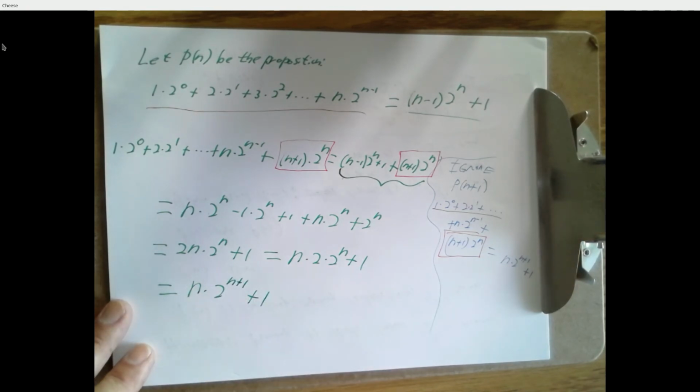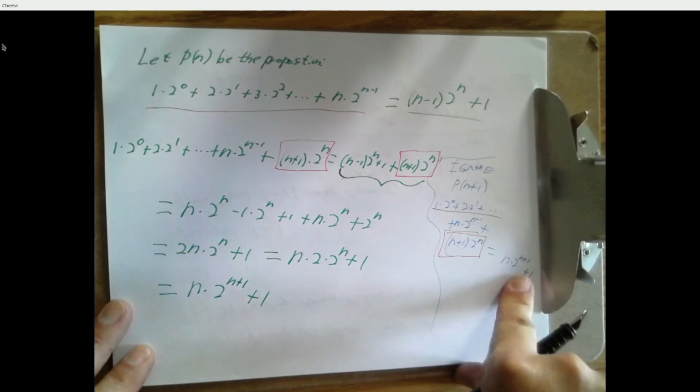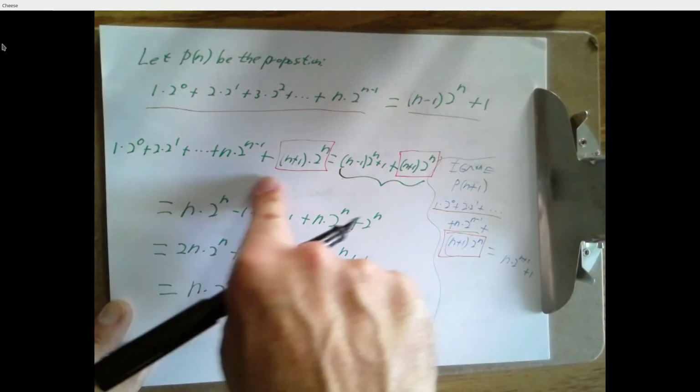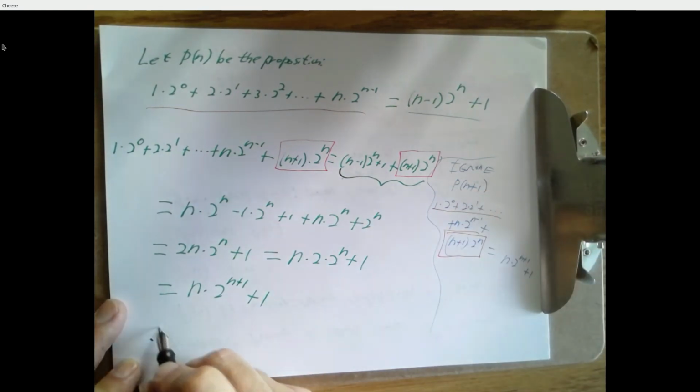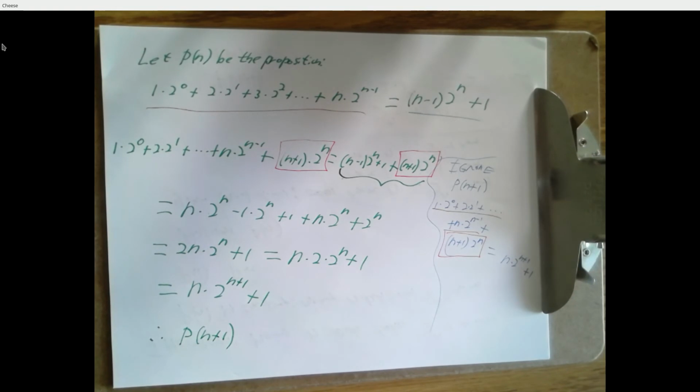And now I peek at my scratch section and I say, hey, that's the right-hand side of P of n plus 1. This was the left-hand side of P of n plus 1. That's what I started from. And so now I can say P of n plus 1 is true. So starting with P of n, we showed P of n plus 1. You have to show a base case. So you can show P of 1, and that's straightforward. And then you say by mathematical induction.